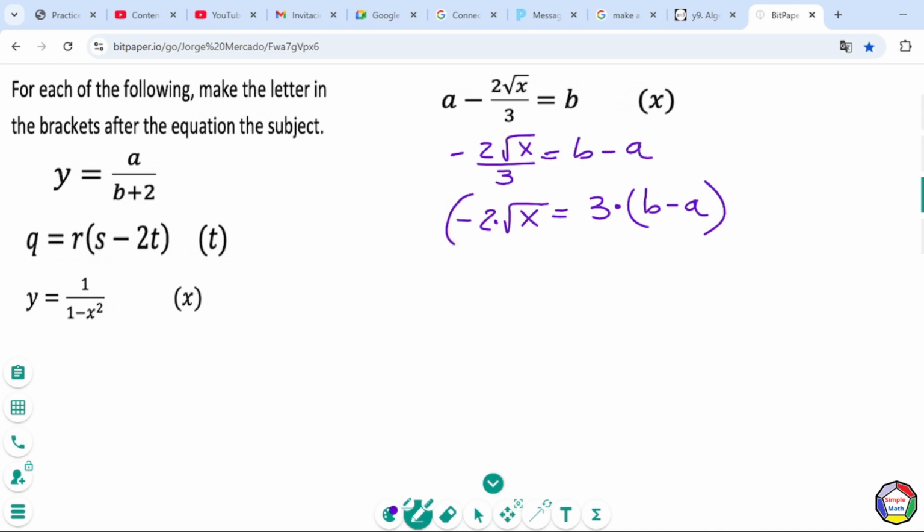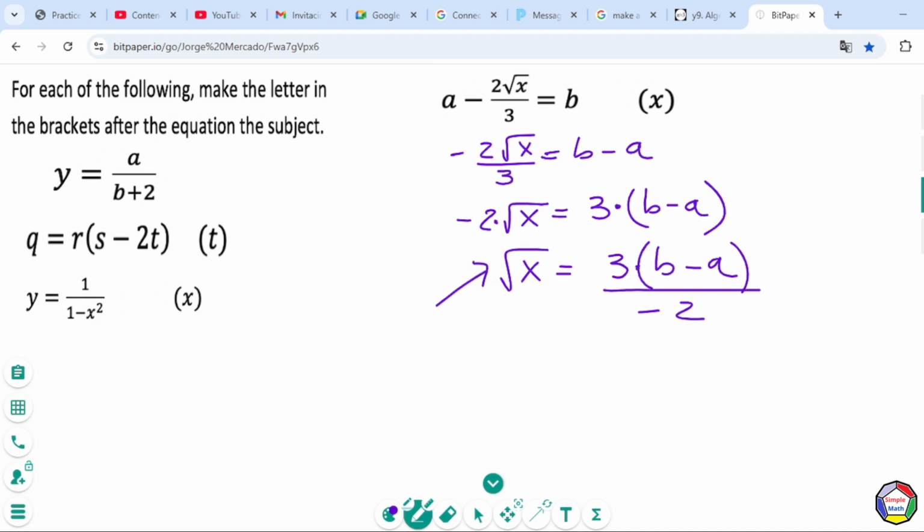Okay, so now the minus 2 is multiplying the square root. So I will take the minus 2 and I will use the inverse operation of that multiplication. In this case is division. So I'll say that the square root of x is equal to 3 times (b minus a), I can write that in a parenthesis, over minus 2. Why over minus 2? Because remember it was multiplying. And now we have to isolate that square root. I mean, we have to solve the situation of the square root.